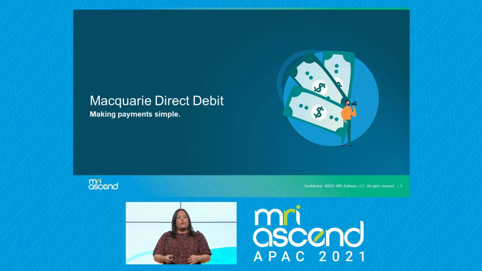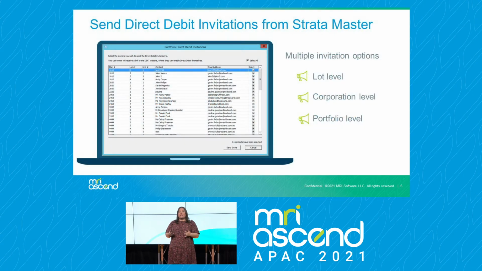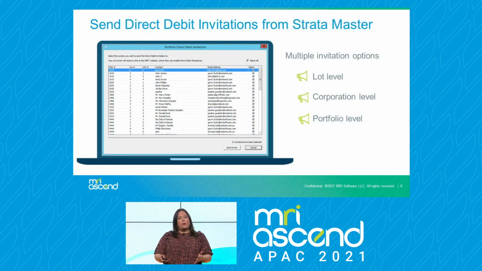You will now be able to offer direct debit as a payment method to your portfolio with the introduction of Macquarie Direct Debit. The first step is to let people know that direct debit is now available, and there are multiple ways in which you can communicate this to your customers. We have added the ability to send out invitations directly from Deft. We've introduced send invitation buttons to the owner card if you just want to send an invitation to a particular owner. We've also got a button on the corp screen if you want to send the invitation to multiple owners.